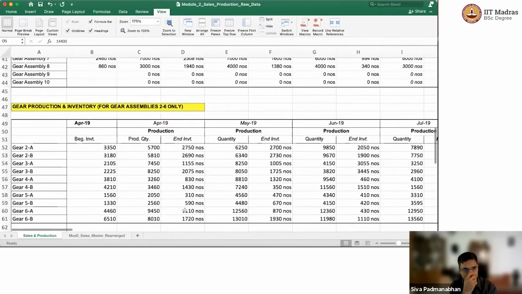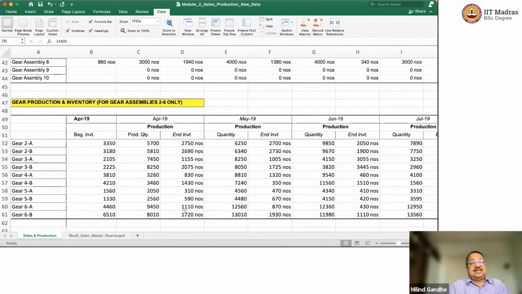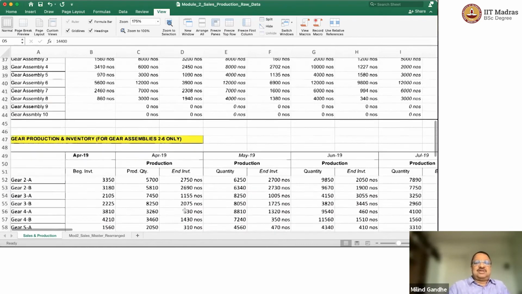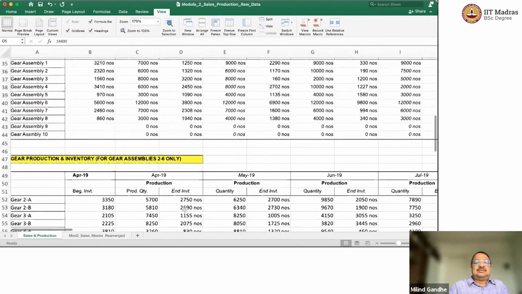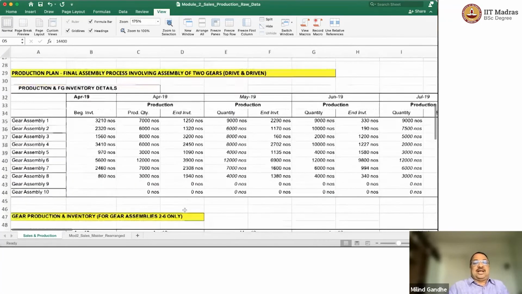So you have given us the inventory data as well, right, Shiv? And to me, at first glance, it seems very similar to the production plan.